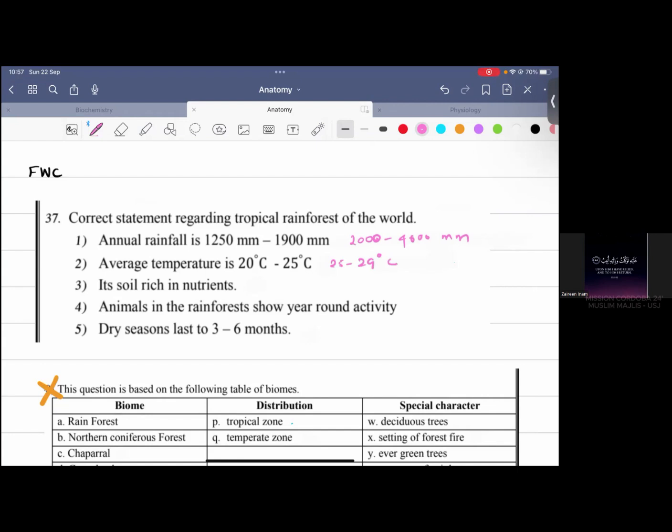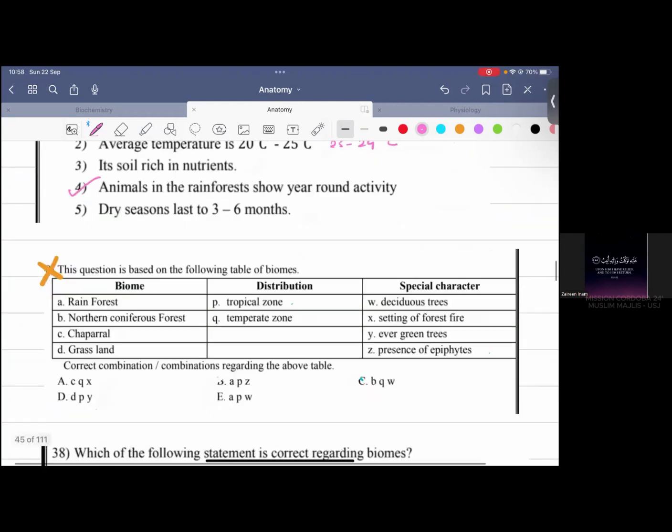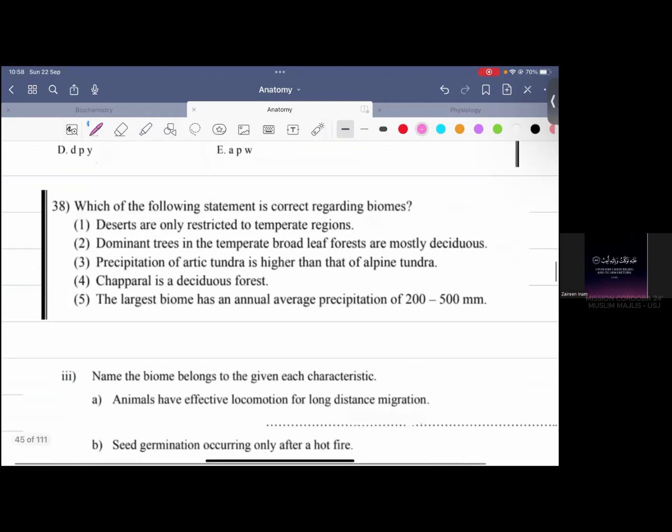Its soil is rich in nutrients. Okay, let's just keep that statement because we are not very sure. They haven't mentioned anything like that. But let's go for the next one. Animals in the rainforest show year-round activity. Is it true? Yes, that is the answer. Then dry season, it lasts up to 3 to 6 months. In rainforest, you don't have a dry season at all. That is in tropical dry forest. So the fourth one is the answer. So this question, I'm gonna skip it.